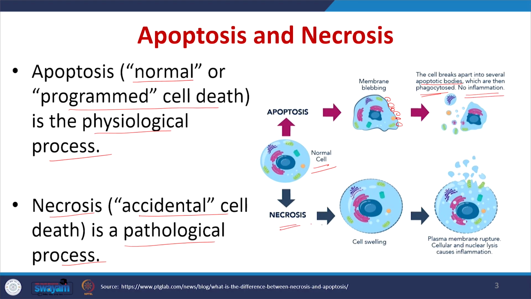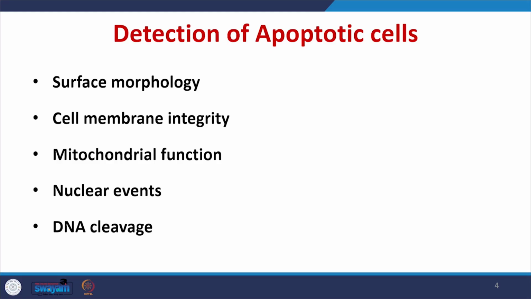Whereas in case of necrosis, cell swelling happens, followed by that the plasma membrane ruptures and the cellular and nuclear lysis happens, which leads to inflammation. Most of the anti-cancer drugs kill the cancer cells through this apoptosis pathway, and some of the nanomaterials also have the potential to induce the apoptosis in the cell. In today's lecture, we are going to learn what are the various in vitro methods and assays to understand the apoptotic potential of nanomaterials.